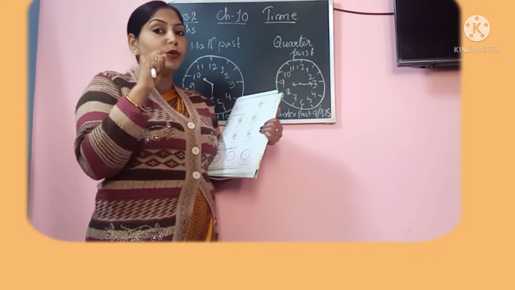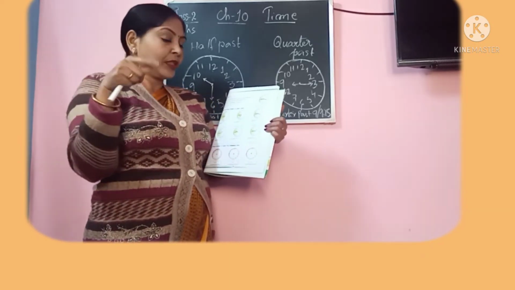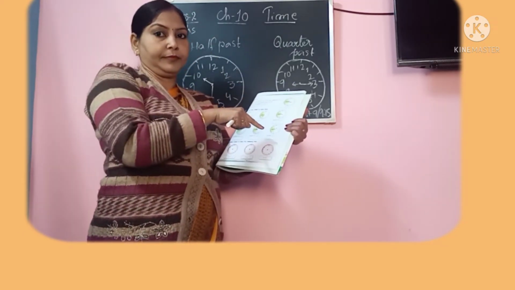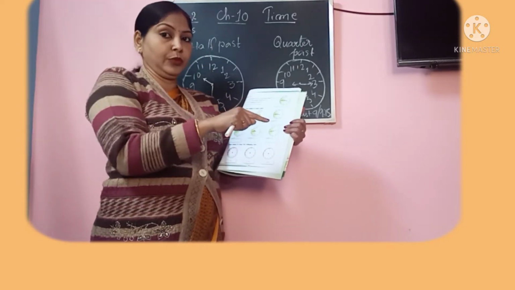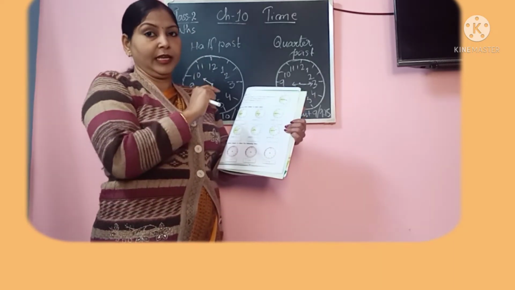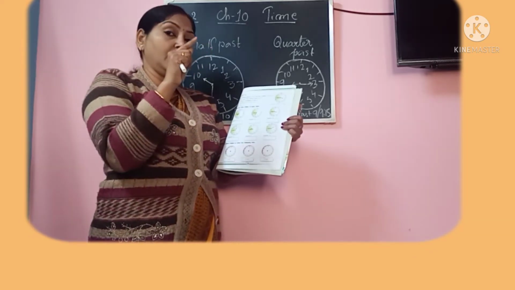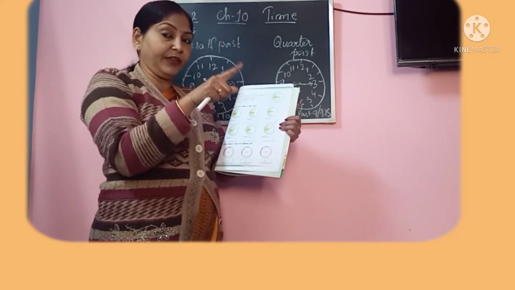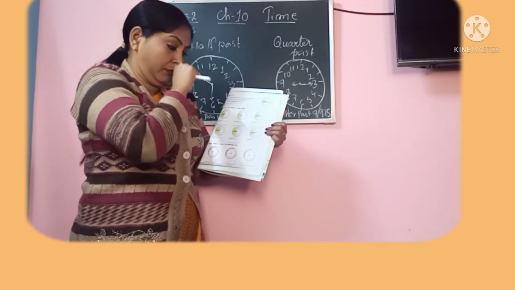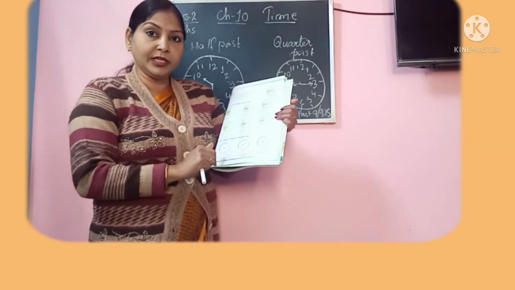Remember that. When you write this in the digital manner, in the numerical form, we write the previous number when it is quarter to. So we will write 7:45, not 8:45. That will be wrong. If it is 8:45, that means we will say it is quarter to 9. If it is 7:45, that means quarter to 8. So based on this, you will complete page number 131.